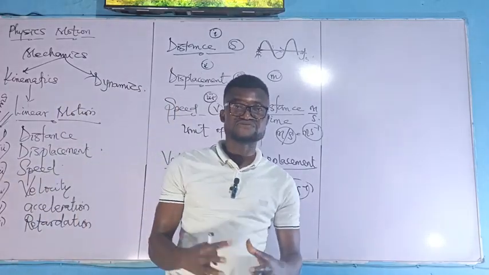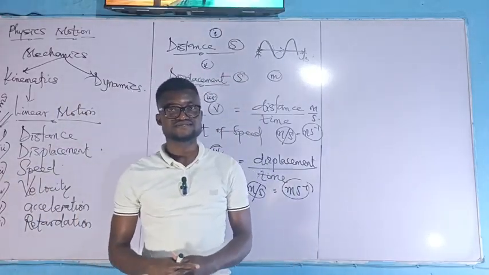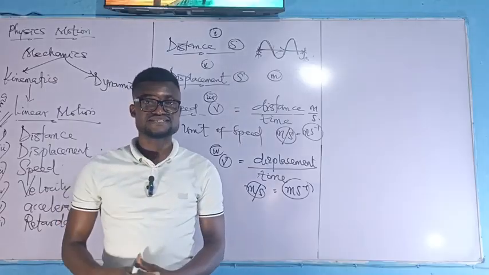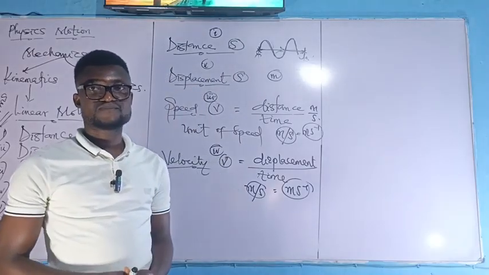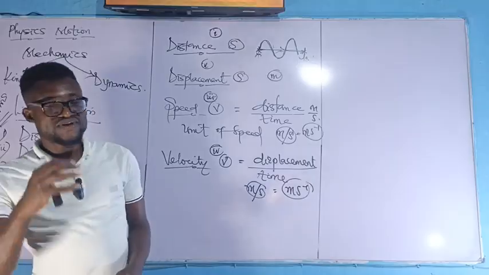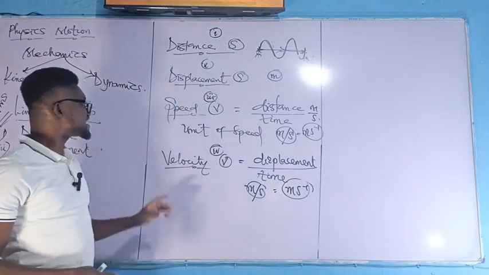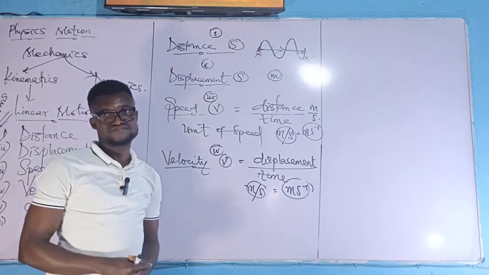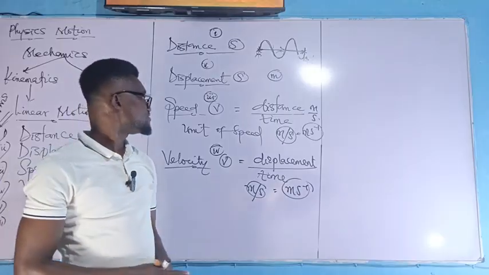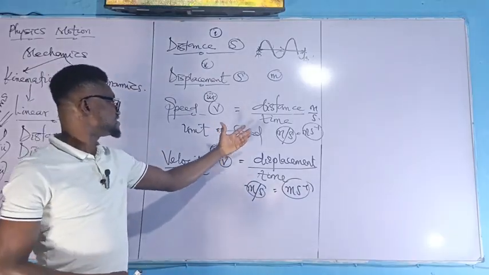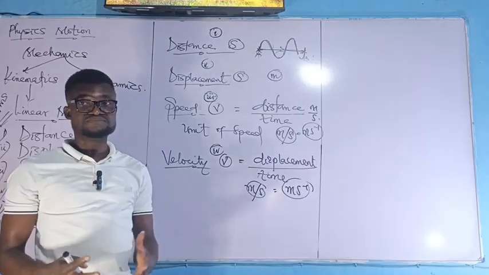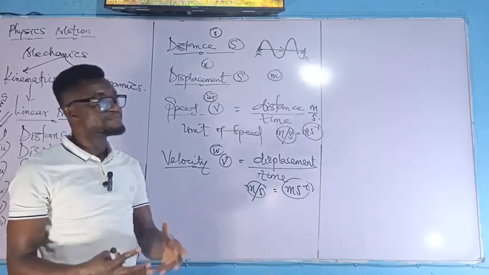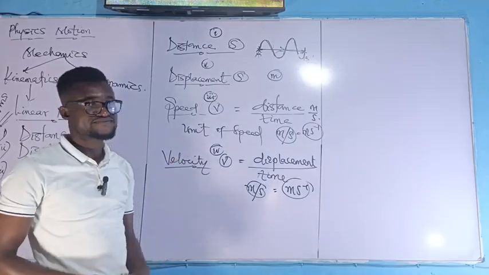Velocity is a vector quantity. It simply means that velocity has a direction. Velocity can as well be seen as speed that has direction. Both velocity and speed have the same unit, the same dimension, the same symbol of representation.